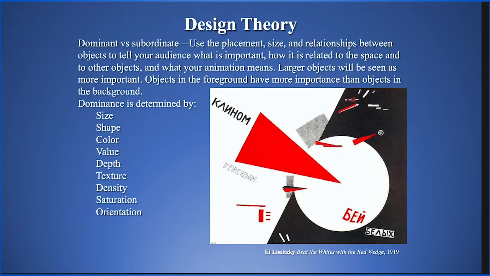Dominance is determined by size, shape, color, value, depth, texture, density, saturation, and orientation. This is Beat the Whites with the Red Wedge by L. Lissitzky, who was a Russian artist during the Revolution.